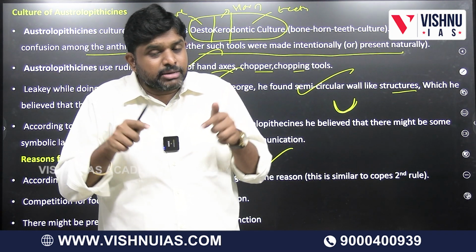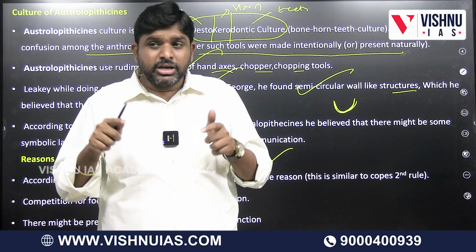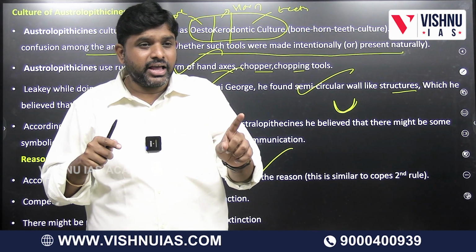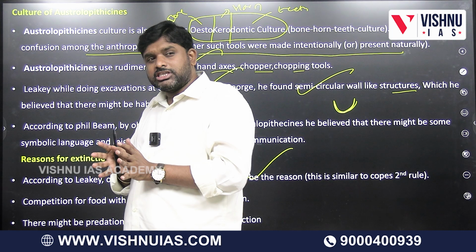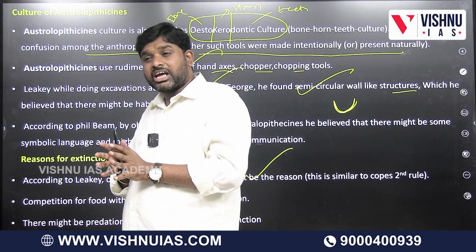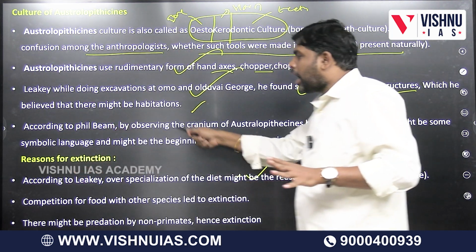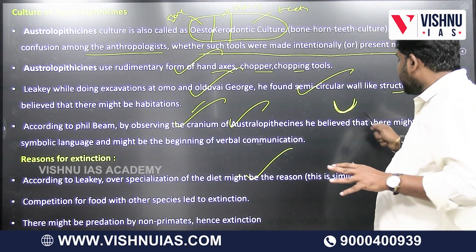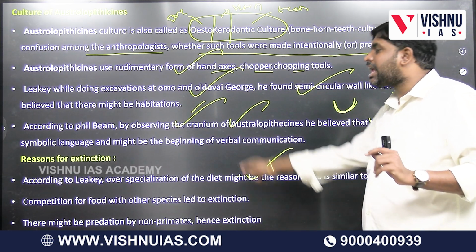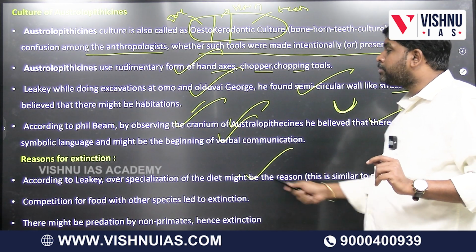So they found semicircular walls. Those semicircular walls might be houses, but there is a difference between semicircular walls which are present naturally and semicircular walls which are constructed. According to Philbin, by observing the cranium of Australopithecines, he believed that there might be some symbolic language and might be the beginning of verbal communication.